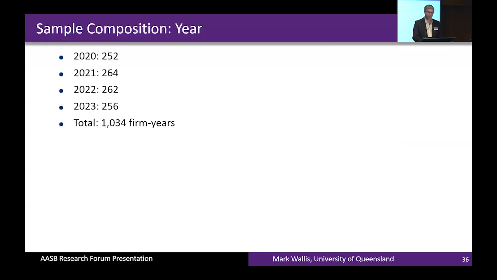We've got 1,034 firm year observations. You can see about the same number of observations each year. It fluctuates as firms list and delist in the sample.